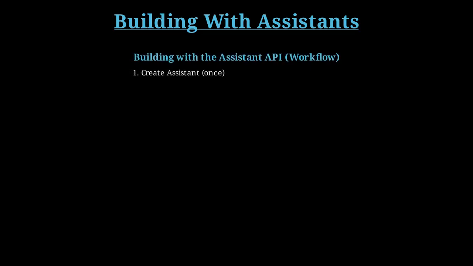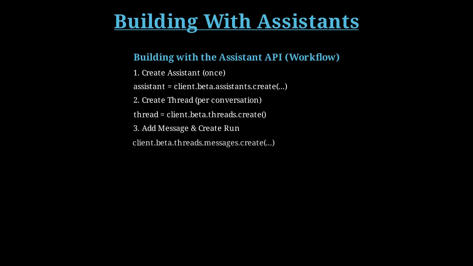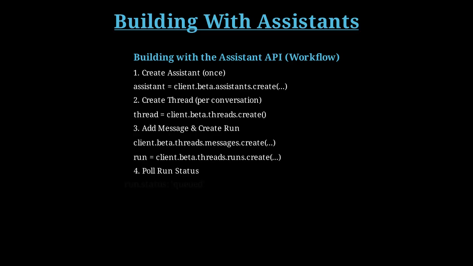The workflow for the Assistants API is fundamentally asynchronous and based on API calls. First, you create an assistant object once, defining its model, instructions, and enabling built-in tools like code interpreter or knowledge retrieval. When a user starts a conversation, you create a thread. You add the user's message to this thread. Then, you create a run, telling the assistant to process the messages in the thread.